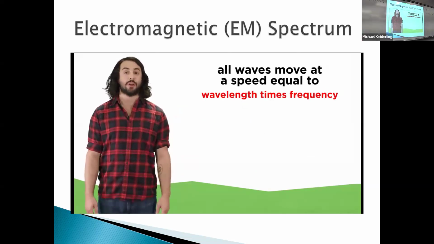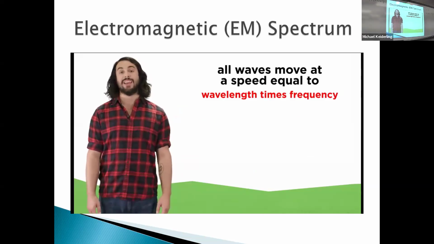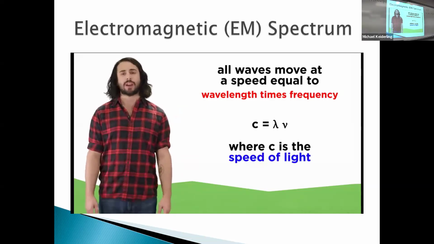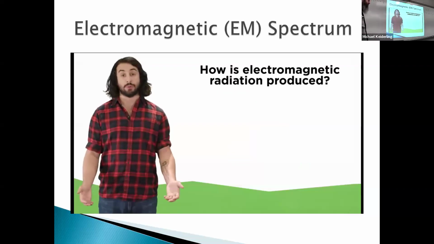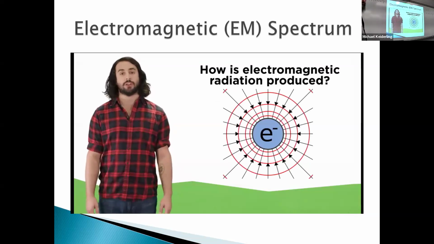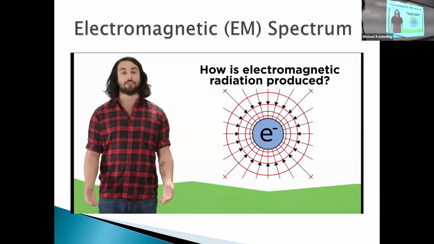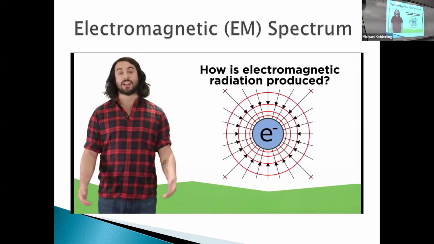And since we know that all waves move at a speed that is equal to their wavelength times their frequency, this product will be equal to the speed of light for any type of electromagnetic radiation. How is it that electromagnetic radiation is produced? To answer this question, we have to learn about electric fields, which are coming up soon. For now, let's check comprehension.